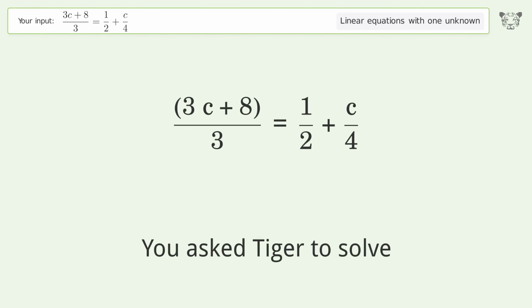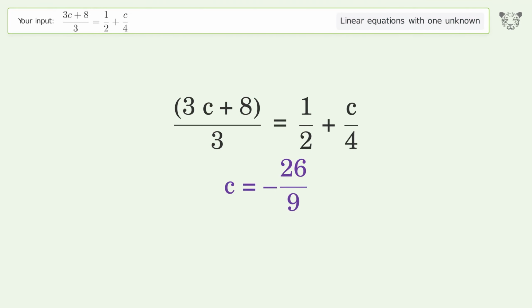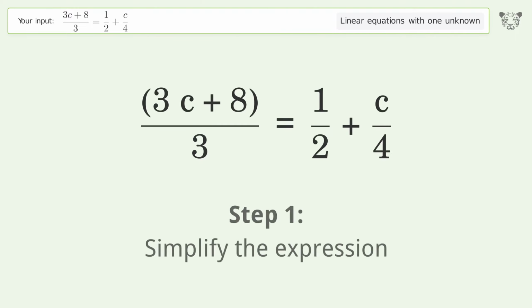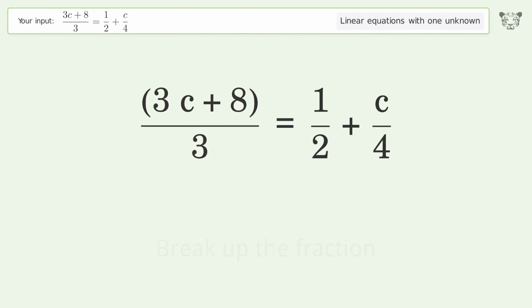You ask Tiger to solve. This deals with linear equations with one unknown. The final result is c equals -26/9. Let's solve it step by step. Simplify the expression. Break up the fraction.